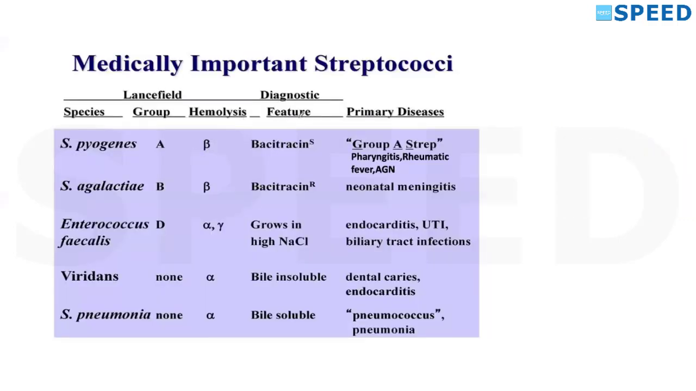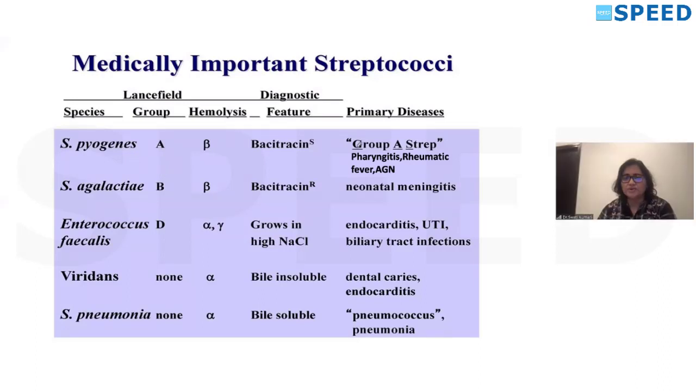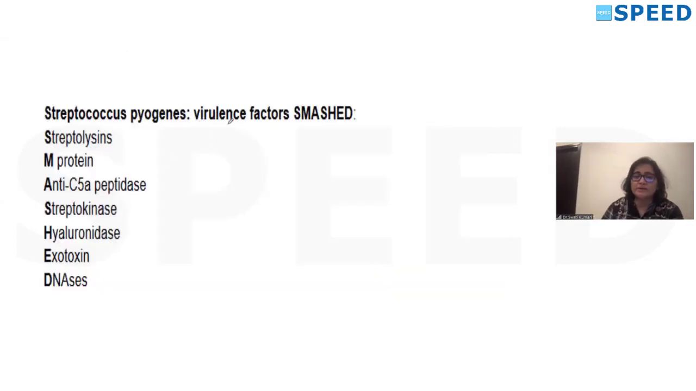Now, which are all the medically important streptococci? We learned pyogenes, which causes pharyngitis, rheumatic fever, acute glomerulonephritis. Agalactiae is one of the very important causes of neonatal meningitis. Enterococcus faecalis grows in high concentration of sodium chloride, and it commonly causes endocarditis, UTI, biliary tract infection. Viridans causes dental caries, subacute bacterial endocarditis. Pneumoniae causes pneumonia.